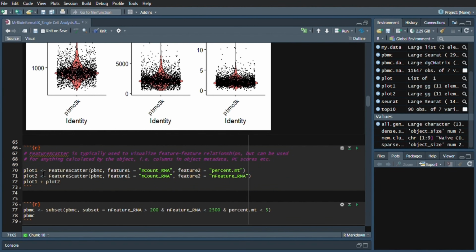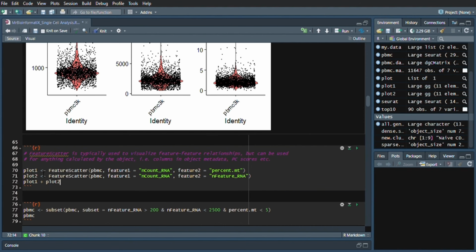So we create a variable called plot1. We use FeatureScatter to make a scatter plot. We put our data, PBMC. Feature 1 is nCount_RNA. Feature 2 is percent.mt, the mitochondrial percentage. The second plot is the same, but instead of percent.mt, we put in nFeature_RNA.